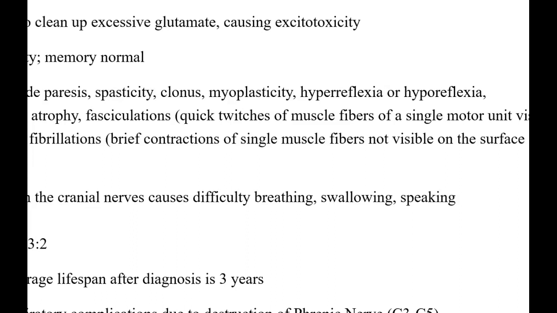The general onset of this disorder is about age 50. We see more males than females suffering from ALS. It is progressive. The average lifespan after diagnosis of ALS is about 3 years. Usually folks die from ALS when we have destruction of the phrenic nerve, C3, 4, and 5. And of course, that's the diaphragm.